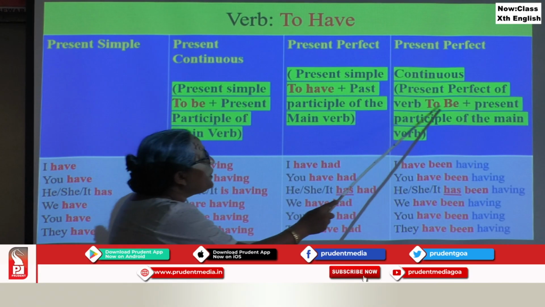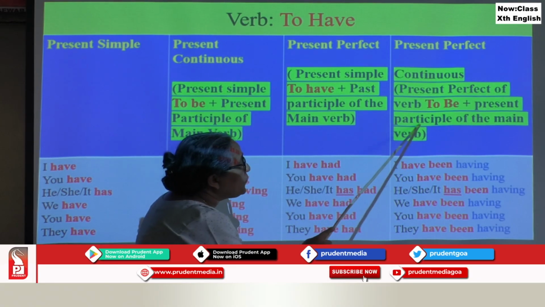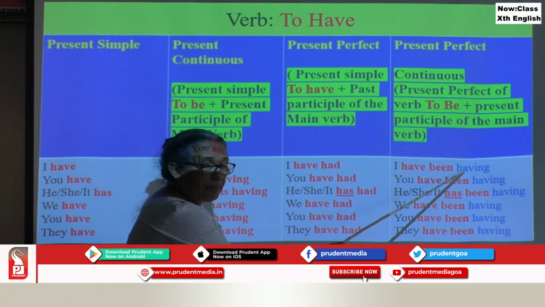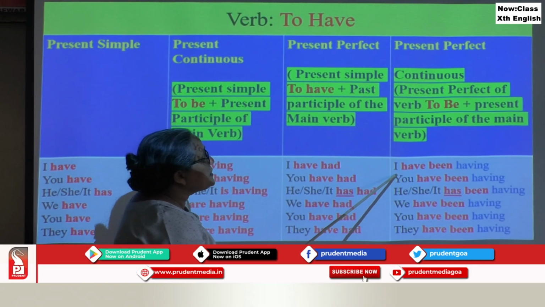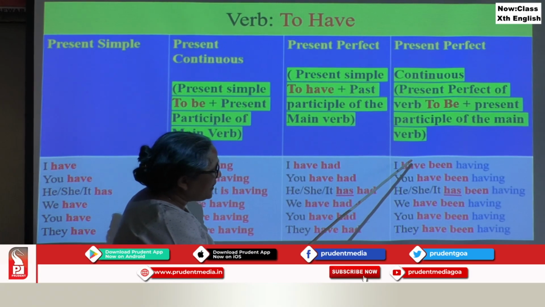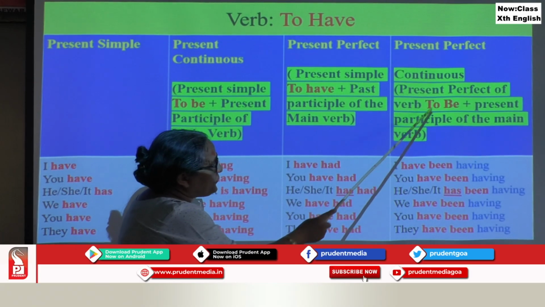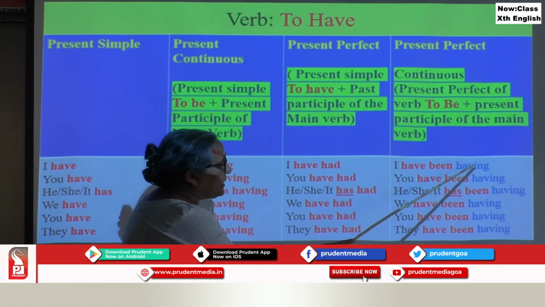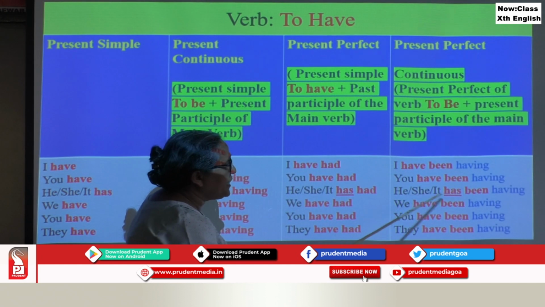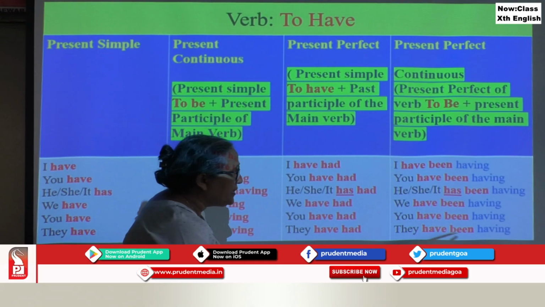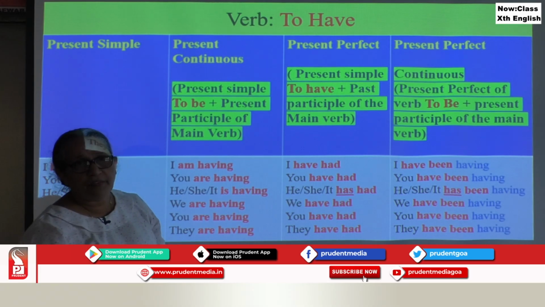And you have to add the present participle of the main verb, that is having. So, present perfect continuous will go like this. I have been, that is present perfect of verb to be, ing of the main verb having. I have been having, you have been having, he, she, it has been having. We have been having, you have been having, they have been having.